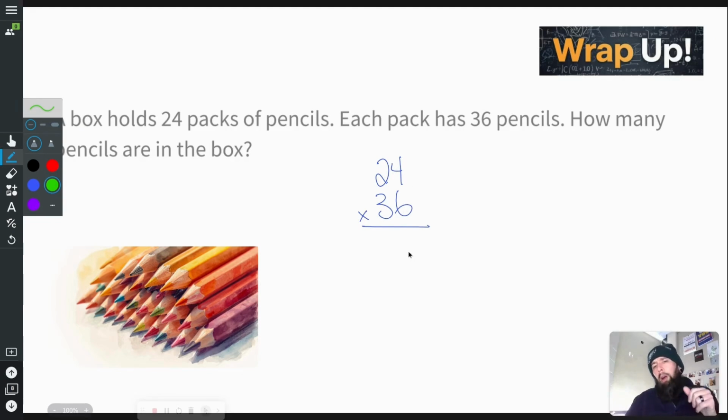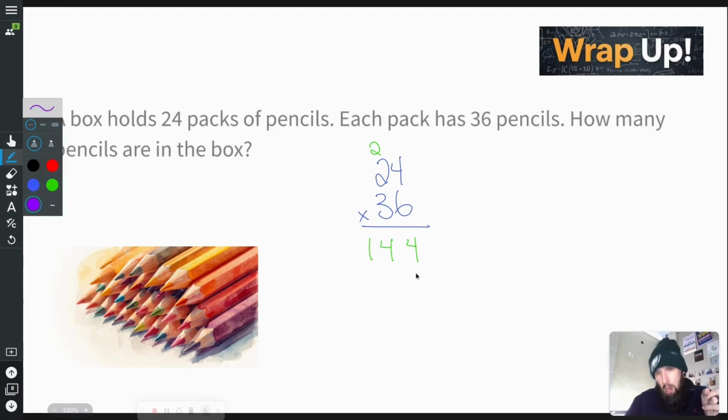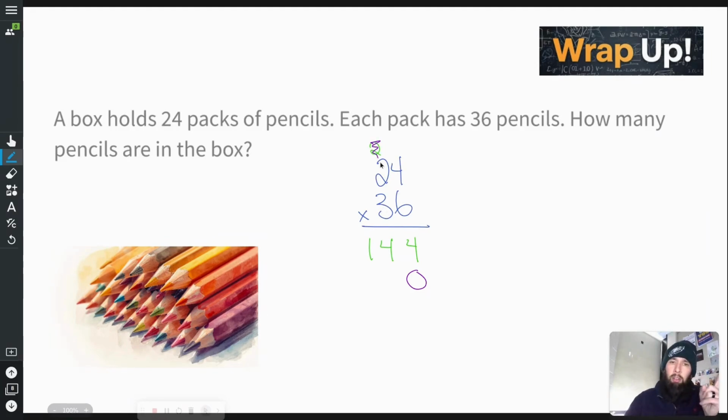6 times 4 is 24. So write out the 4, carry over the 2. 6 times 2 is 12. 12 plus 2 is 14. Okay, that row, done. Drop a 0 underneath the next one. 3, I don't need that 2 anymore. 3 times 4 is 12. Carry the 1. 3 times 2 is 6. 6 plus 1 is 7.